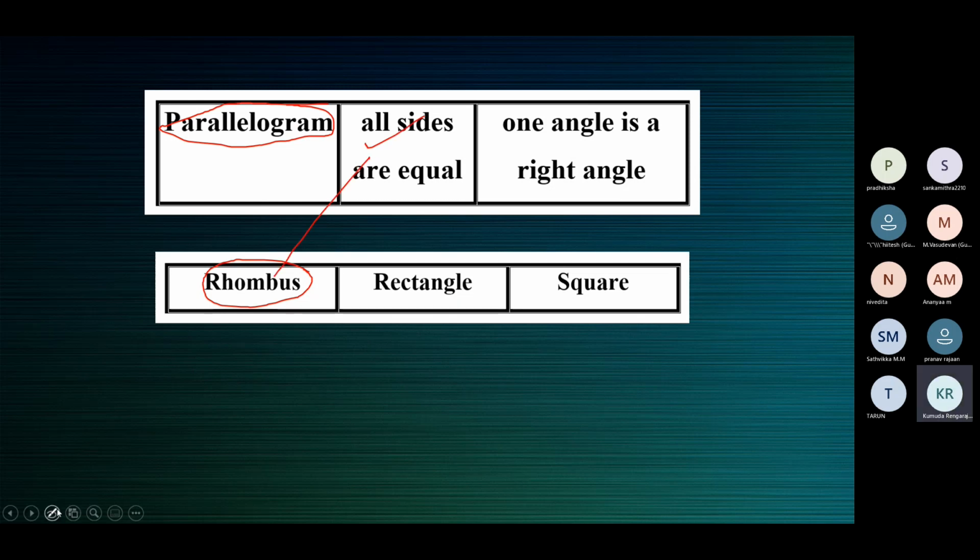Similarly, to prove that a quadrilateral is a rectangle, you need to first prove that it's a parallelogram. And in the parallelogram, if one angle is a right angle, because in a rectangle, we know opposite sides are equal. So this you don't have to prove. So if you have to prove that a quadrilateral is a rectangle, you need to first show it's a parallelogram. And in the parallelogram, if you can prove any one of the four angles is 90 degrees, then that quadrilateral is a rectangle.